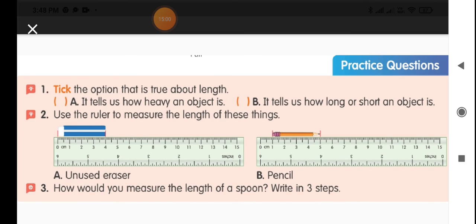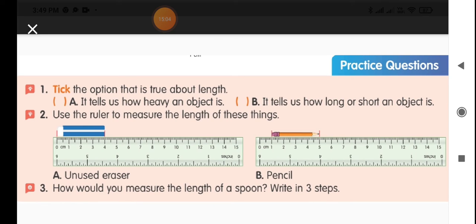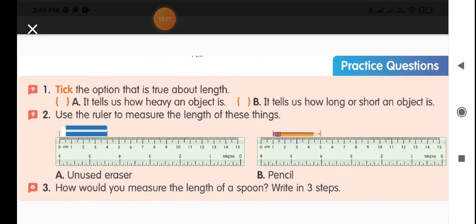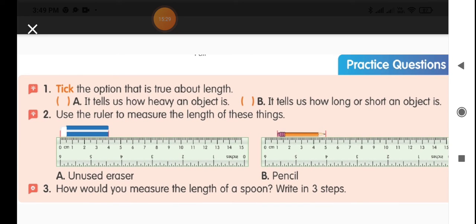Then how would you measure the length of a spoon? Write in 3 steps. First, take a ruler and the spoon and place them on a flat surface. Then the left end of the spoon should be at the zero. Now see the right end of the spoon, and the number shown on the ruler is the length of the spoon. In this way, you find out the length of the spoon and write in your notebook.